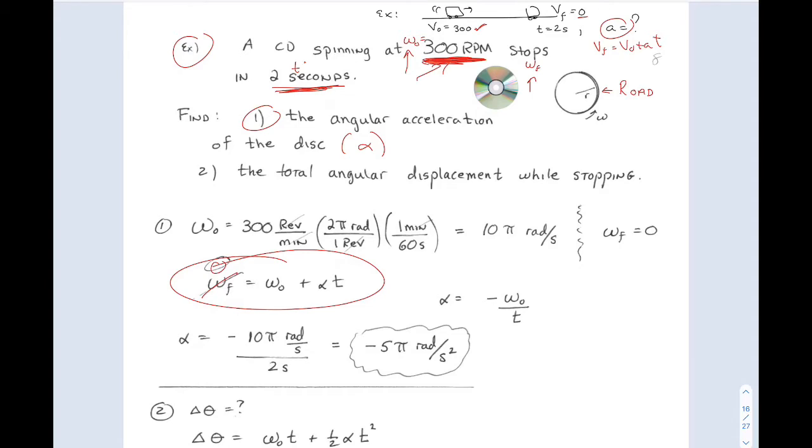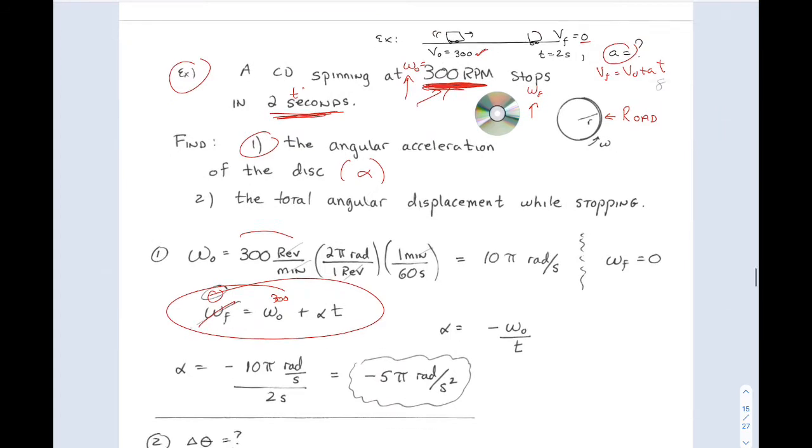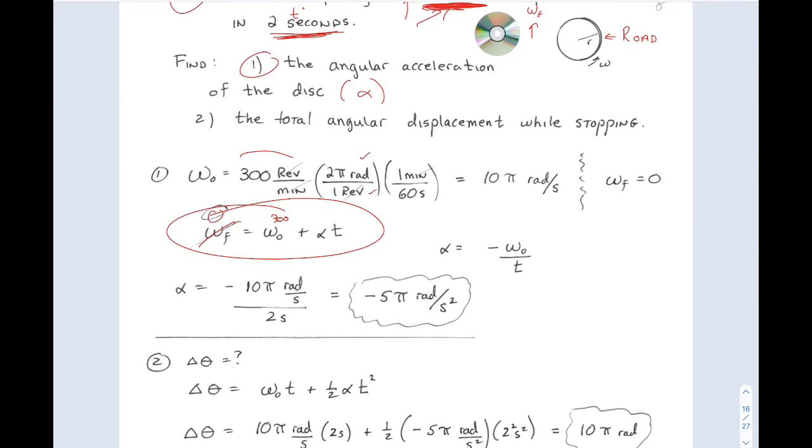I know omega initial, that's my 300, but it's not in the correct units. This has to be in radians per second. So I took my omega initial, and said in one revolution, I have 2 pi radians, and in 1 minute, I have 60 seconds. So the minutes canceled, revolutions canceled. That's my correct units of omega initial. I solved this algebraically for alpha, and I put in my omega initial, which is 10 pi radians per second. There's my time, and there's my angular acceleration.